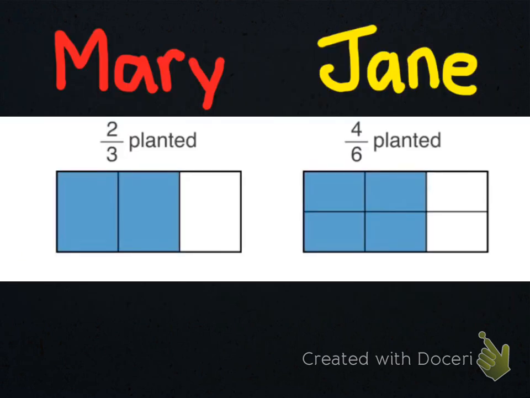On the left-hand side, we see Mary's planter. She has planted 2/3 daisies. On the right-hand side, we see Jane's planter. She has planted 4/6 of her planters with daisies. We can see that even though the planters are both broken up into different equal parts, the same amount of the planter has been covered in daisies. Therefore, 2/3 is equal to 4/6. These two fractions are equivalent or equal.